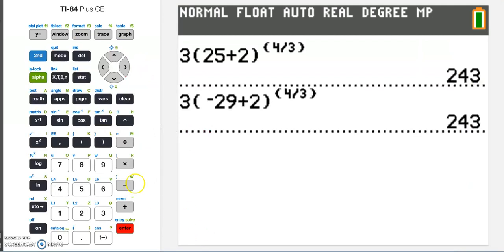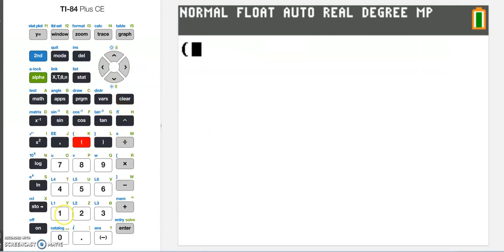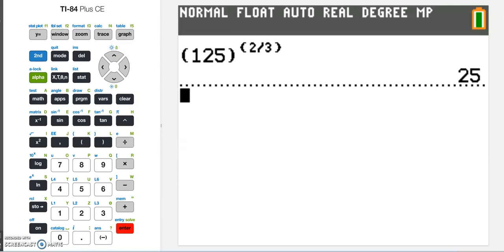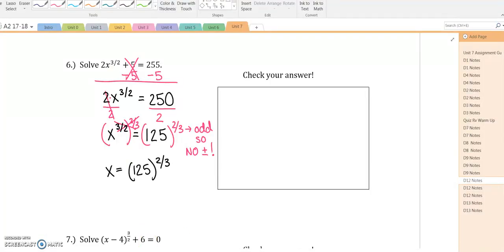And I'll type that in my calculator. 125, 2/3. Parentheses, remember, they're mostly important when you have negatives or fractions. So that's when you should really try to use them. Alright, 25.